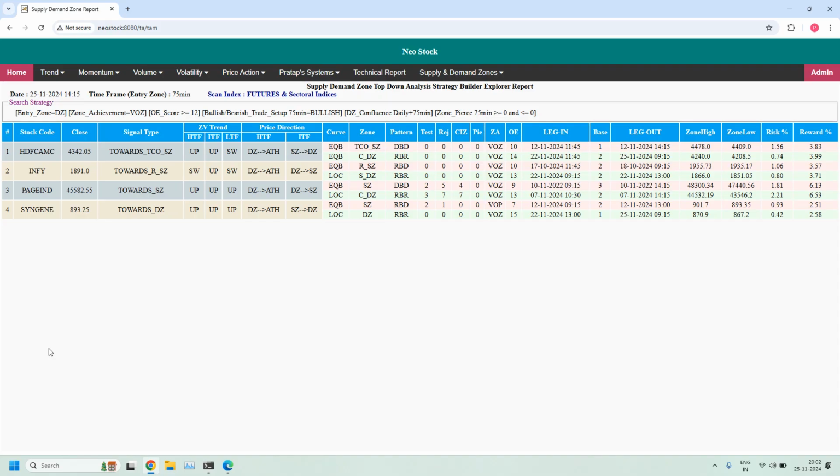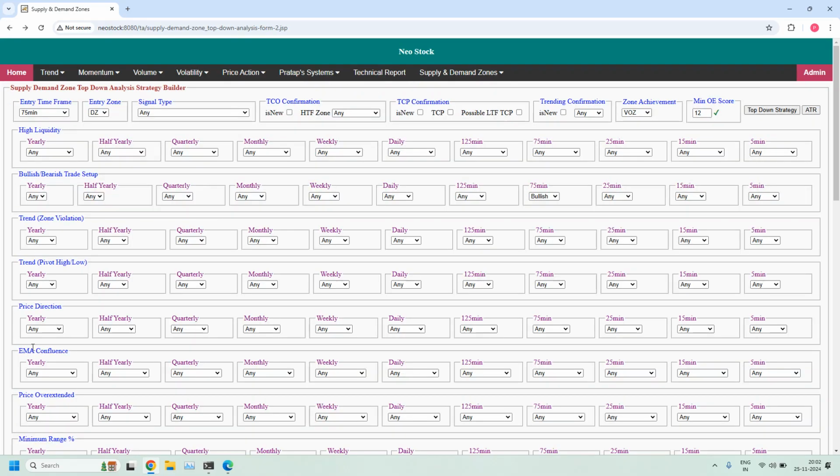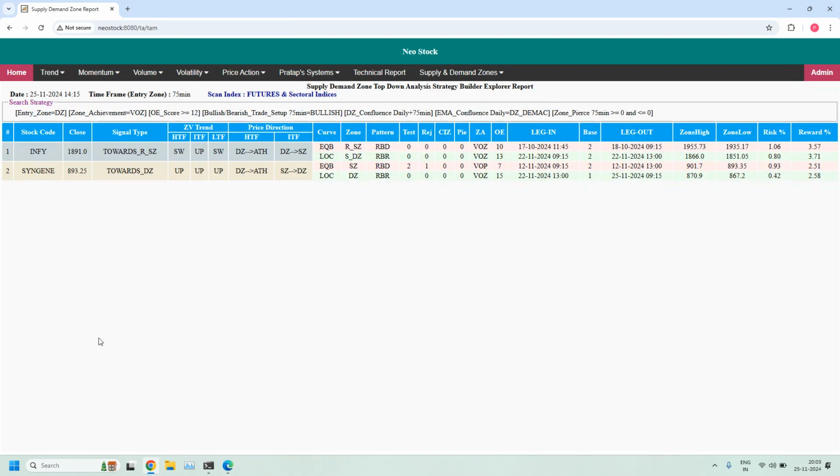Within these 4, there could be even more high probability if daily zones are having daily EMA confluence, because 75 minute zone is part of the daily zone. Daily trend is up, and if daily demand zone is having daily EMA confluence, these 2 stocks are filtered. They are even more high probability setup supported zones.